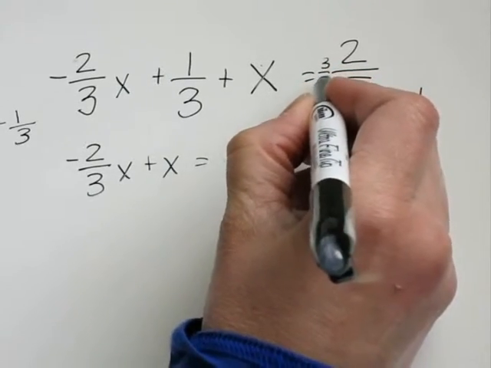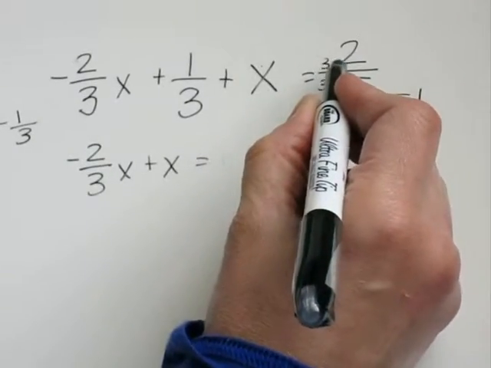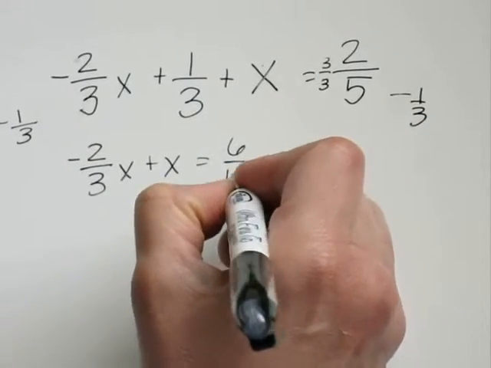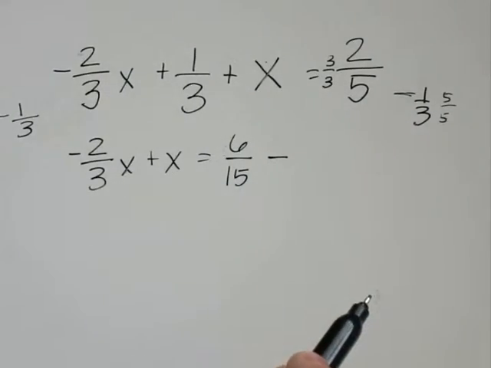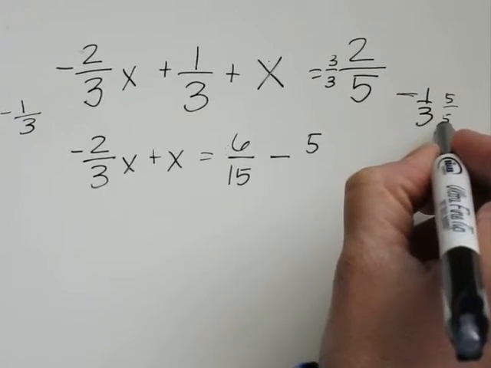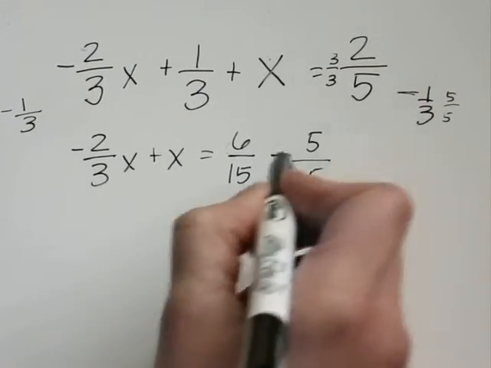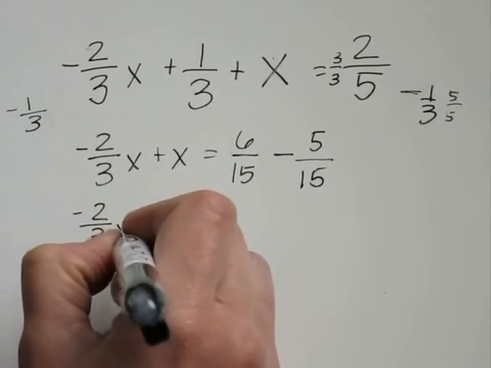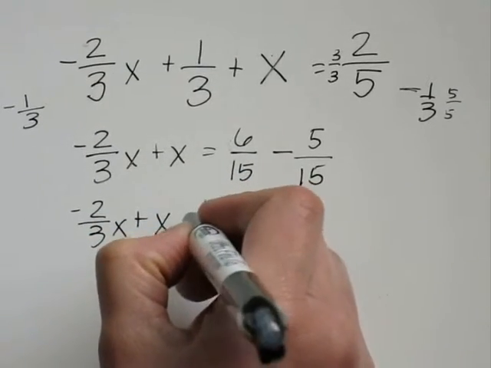So I'll take 3 over 3 times 2/5. 3 times 2 will be 6. 3 times 5 is 15. Now I'll take 5 over 5 times the 1/3. 1 times 5 is 5. 3 times 5 is 15. And since I was subtracting the 1/3, I'll need to subtract. Six minus 5 is 1.